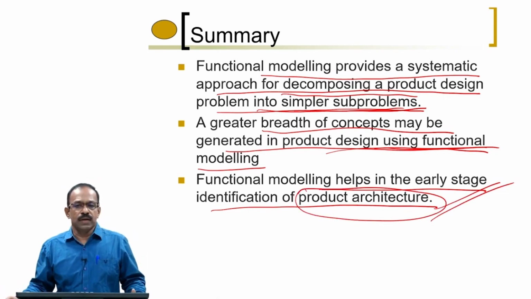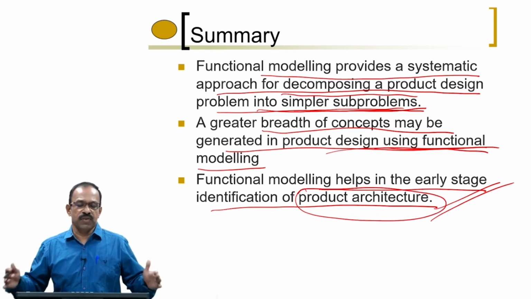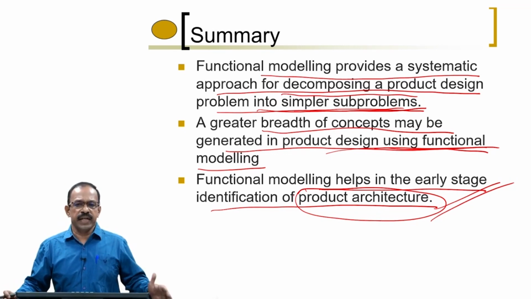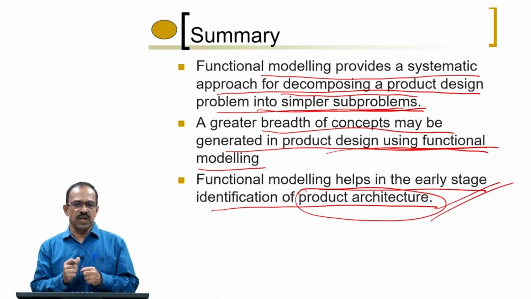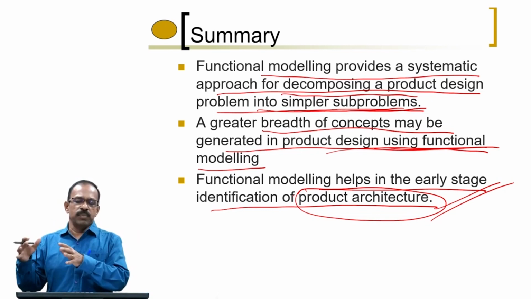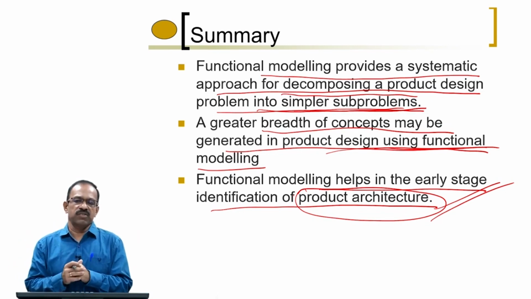So, once we have the functional decomposition, the next step is to see in what way we can have an architecture for the product. The architecture is basically in what way we can organize these functional blocks in a product, so that we will be able to develop it as a complete product. So, that is basically known as an architecture.